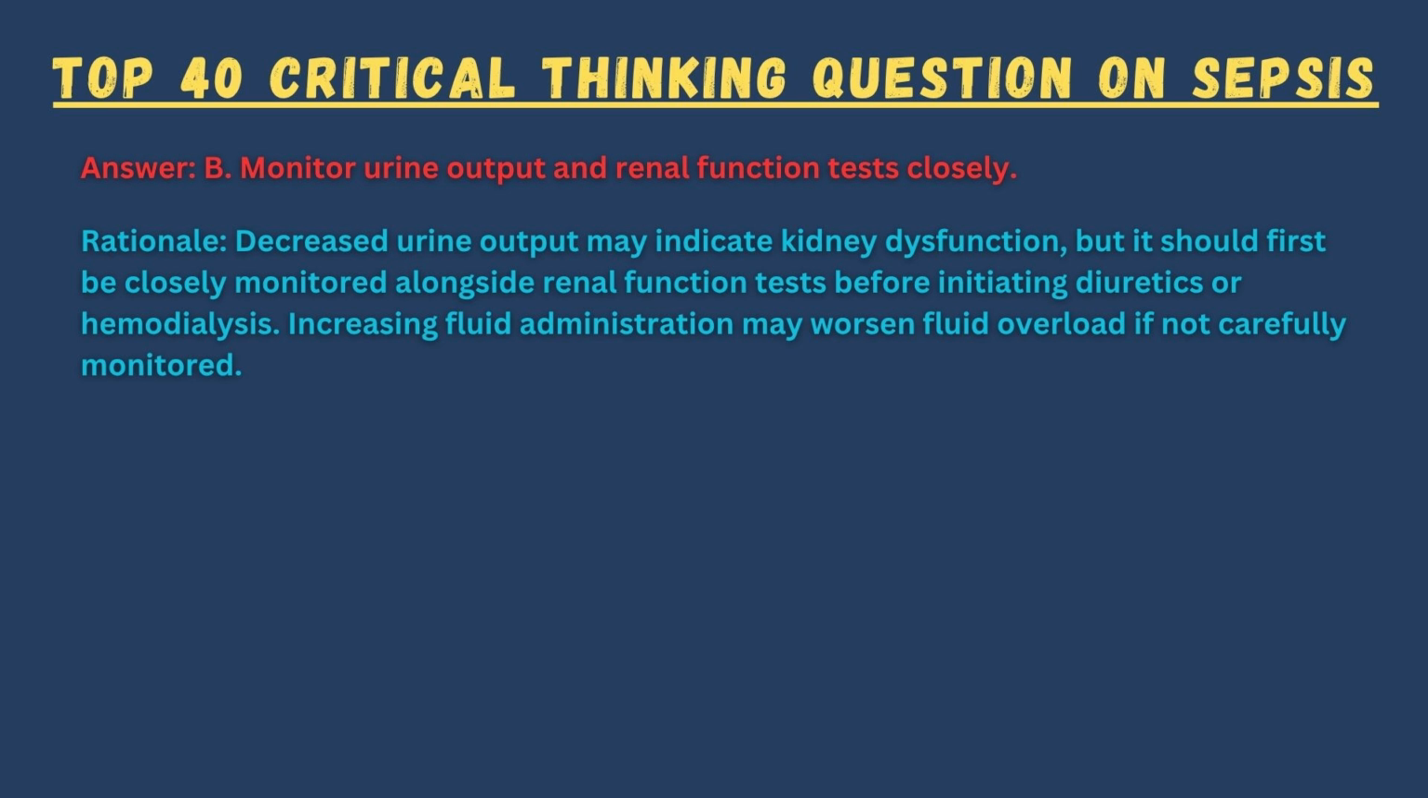Rationale: Decreased urine output may indicate kidney dysfunction, but it should first be closely monitored alongside renal function tests before initiating diuretics or hemodialysis. Increasing fluid administration may worsen fluid overload if not carefully monitored.